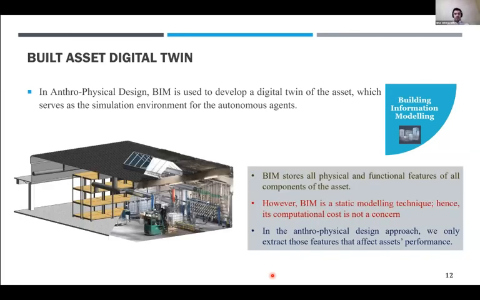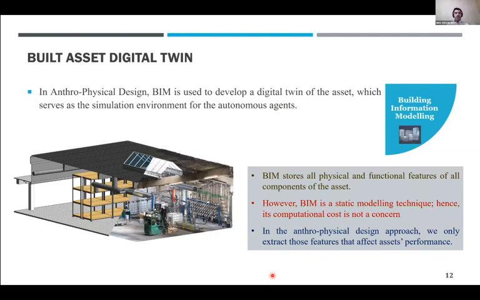What BIM does is store all the physical and functional features of your asset. For example, the total area, the spaces, and the height of every space are included. Where are your windows? All of these are physical features of the asset. The functional features are things like how strong the ventilation rate is, what the texture of my window shades is, and what my lights are.